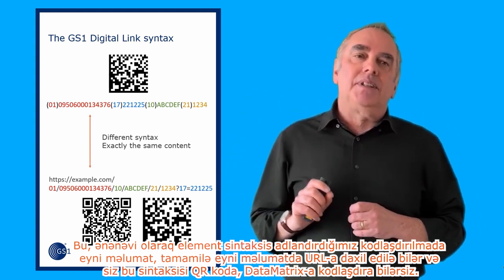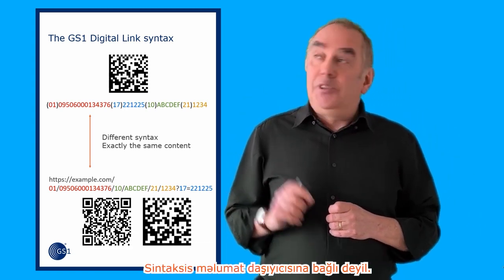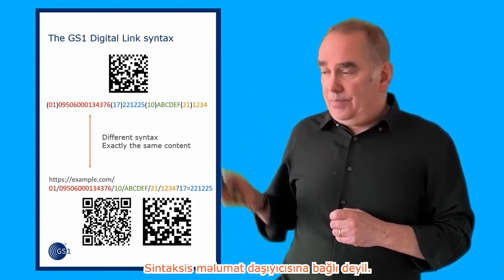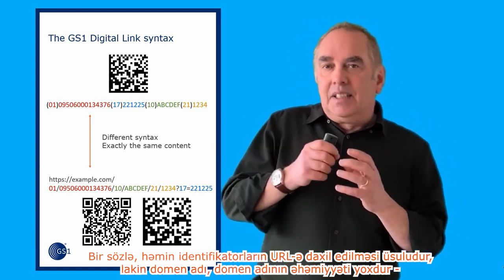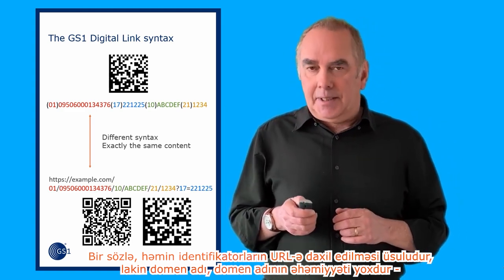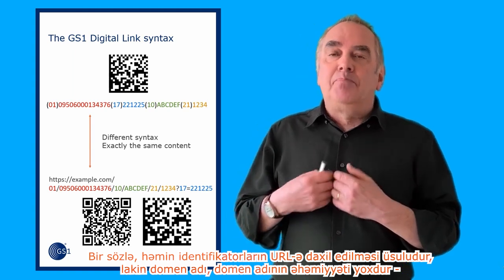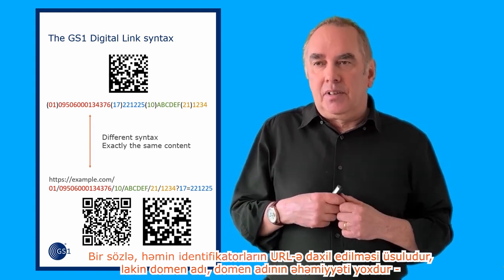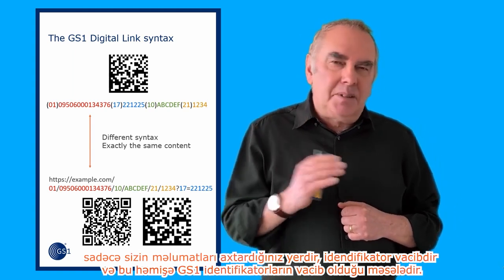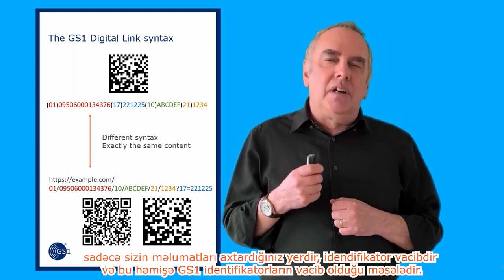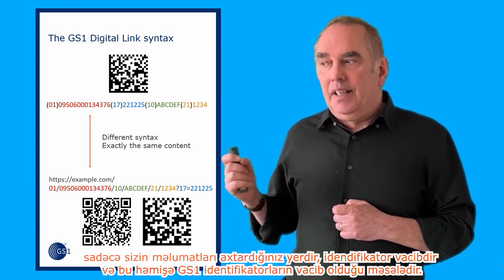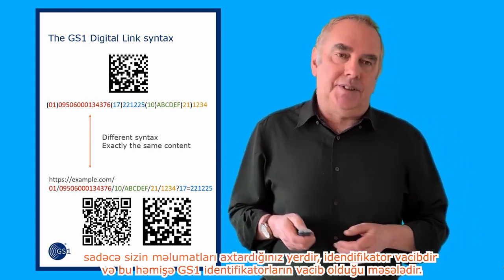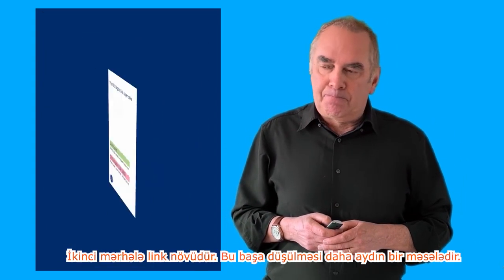can also be put into a URL. And you can encode that syntax in a QR code, in a data matrix. The syntax is independent of the data carrier. So it's a way of putting those identifiers into the URL, but the domain name doesn't matter. The domain name is simply where you are looking things up. The identifier is the important bit, and that's always been the case. Those are the GS1 identifiers.